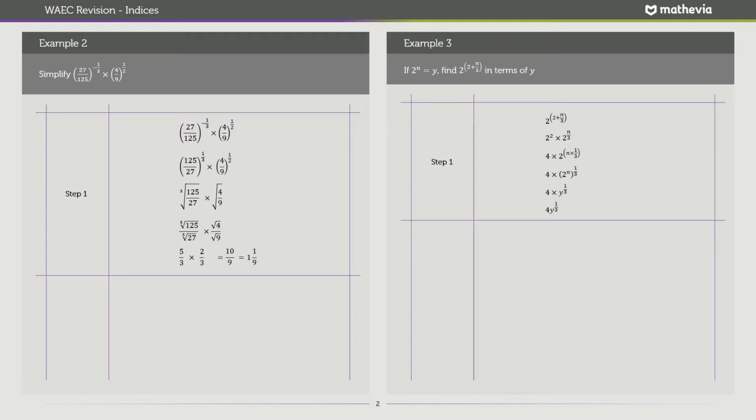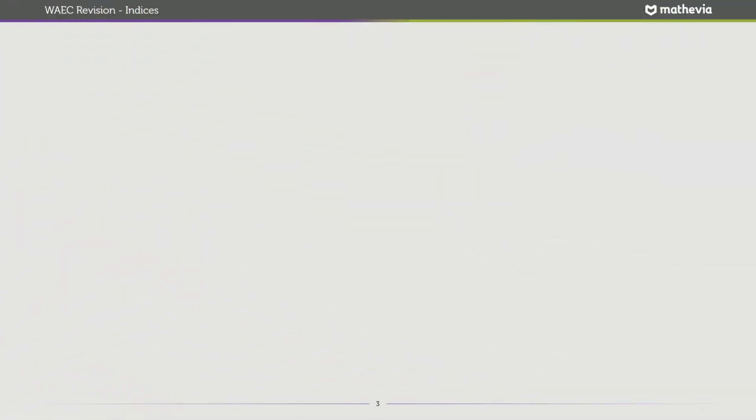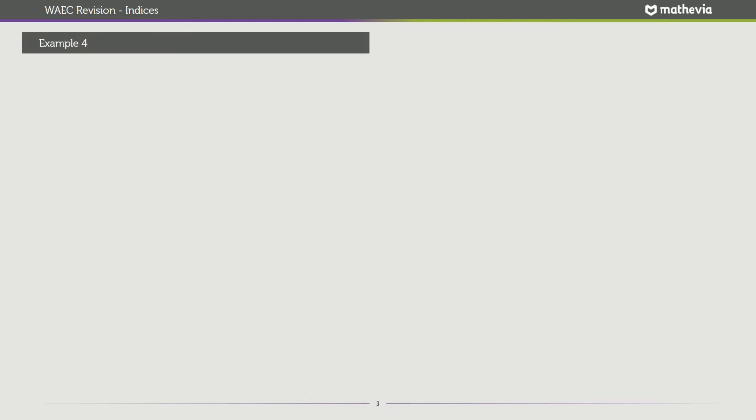Now, I think we have a few more examples. So these are really easy. How are you finding these questions up until now? Very easy, aren't they?